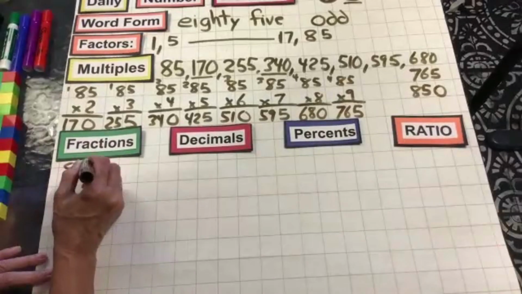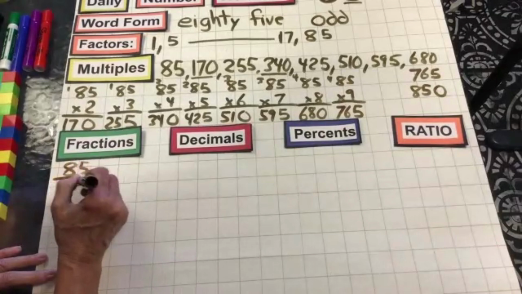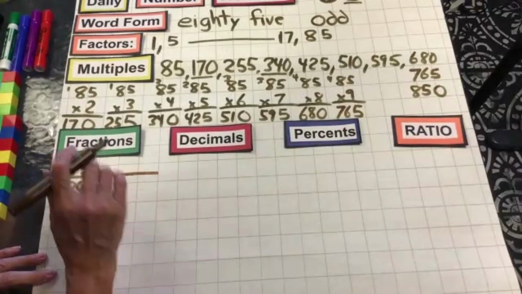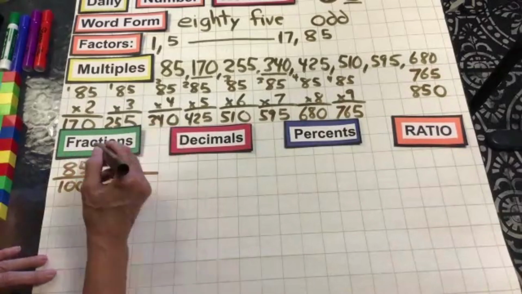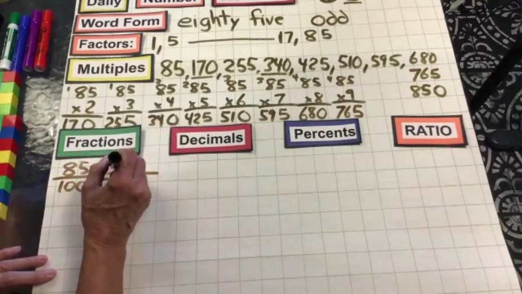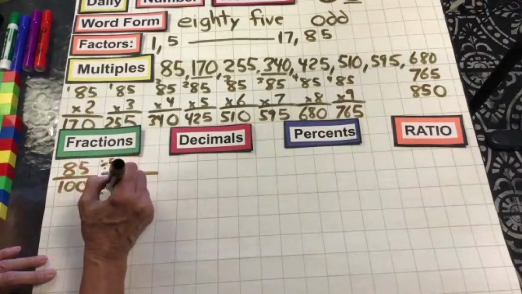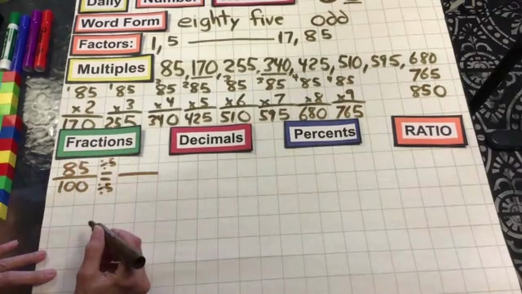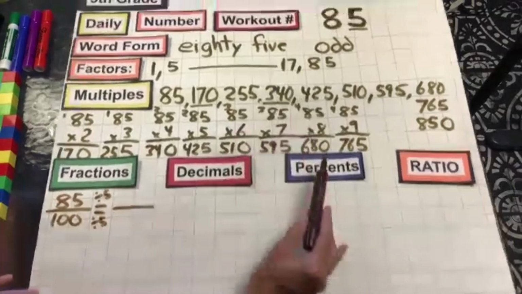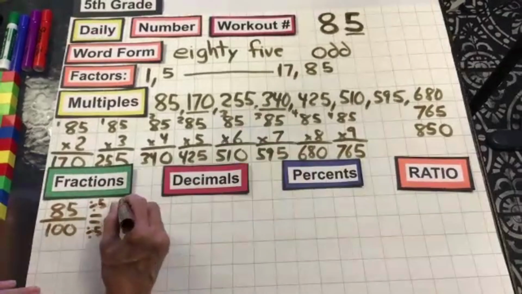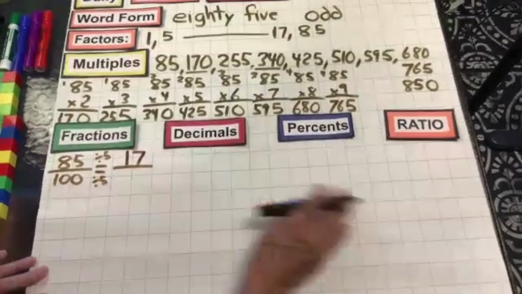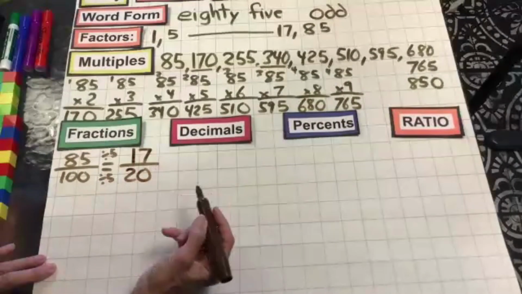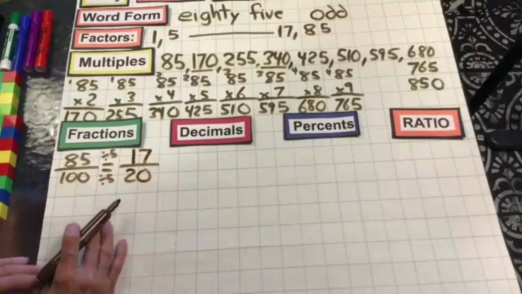So we're talking 85 hundredths equals, and there is a greatest common factor of 5. So we're going to divide the top number by 5 and the bottom number by 5, because 5 goes into 85 and 5 goes into 100. So we know 5 goes into 85 according to our work up here 17 times, and 5 goes into 100 20 times. So if you don't have that written down, write that down.